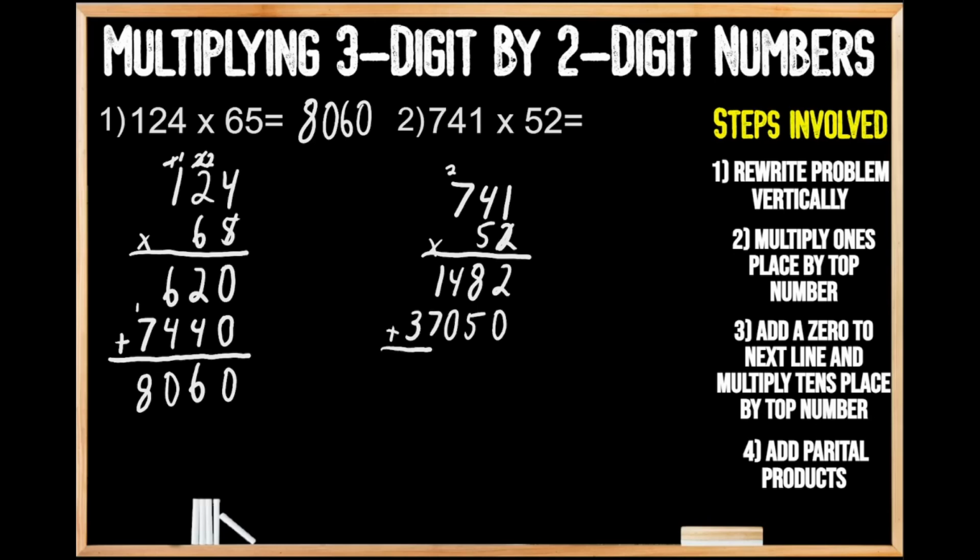And now we're going to move on to our last step where we're going to add the partial products from right to left. So 2 plus 0 gives us 2. 8 plus 5 gives us 13. So we're going to write the 3 and carry the 1. 1 plus 4 gives us 5. Plus 0 gives us 5. And then 1 plus 7 gives us 8. And then we're just going to drop down the 3, giving us an answer of 38,532. So when we multiply 741 by 52, we get 38,532.